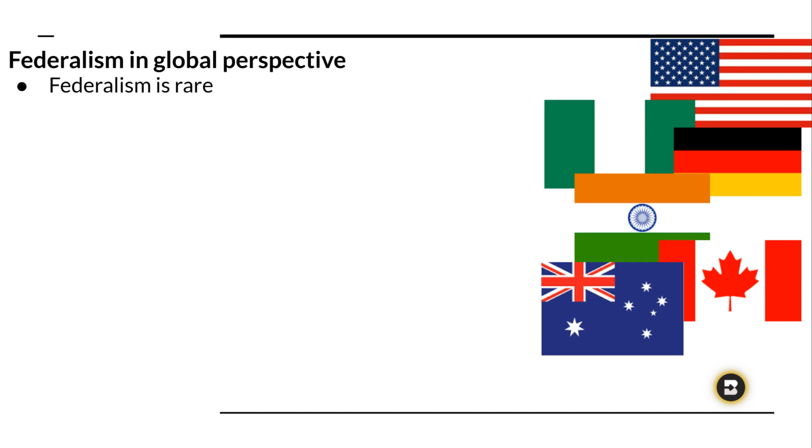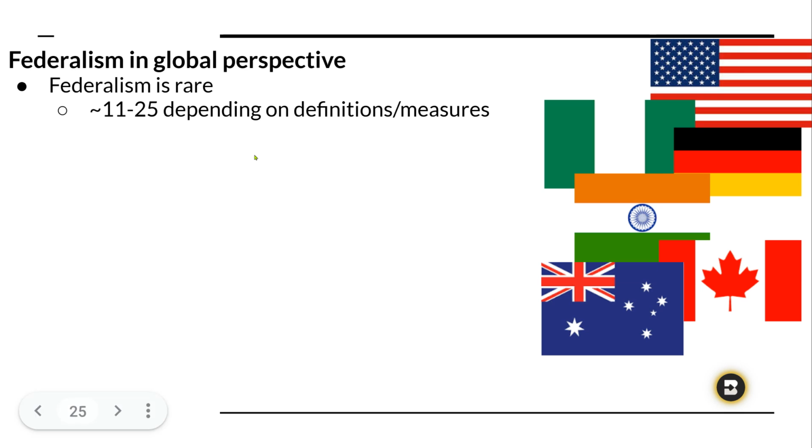Of course, we will be focusing on federalism in the United States, but to understand our system, and partly what makes it special, is to understand it in terms of an international perspective. And the first thing to note is federalism is rare as a system of government. Depending on how you define federalism or you measure its elements, somewhere between about 11 and 25 countries qualify as federal systems. And my personal take would be that the number is actually closer to 11, quite a bit closer to 11 than 25.